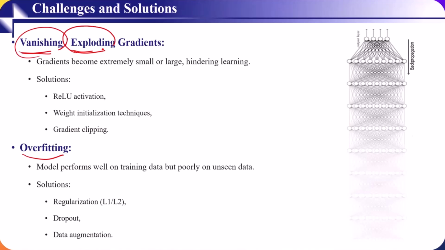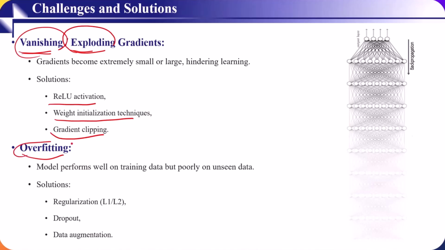So the solutions here: the first one is ReLU activation. Unlike sigmoid or tanh, ReLU introduces nonlinearity without saturating easily. And another one is weight initialization. Instead of random weight initialization, we can go for initialization techniques like Xavier, Glorot, or He initialization. Another solution is gradient clipping. This gradient clipping limits the magnitude of the gradient to prevent it from exploding.